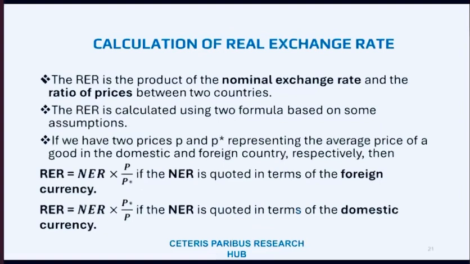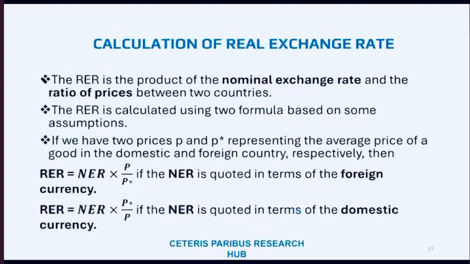So, for instance, let's say we have Sierra Leone and Guinea. Sierra Leone is the domestic, home country. Then Guinea is a foreign, external country. Then, if I say 1 leone will give you 100 Guinean francs, it means that I've quoted the nominal exchange rate in terms of the Guinean franc. So if I want to consider the price of a phone, then the price of a phone in Guinea, the price in Guinean francs, should come in the denominator.